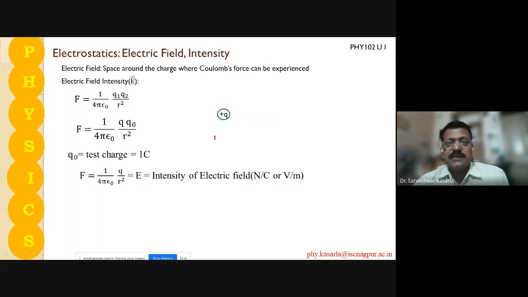So there is an electric field surrounding this charge, and that can be measured at any distance. At that particular distance, if you put a 1 coulomb charge, then the force experienced by that 1 coulomb charge is nothing but the intensity. It is also a vector quantity. Its unit is Newton per coulomb or say volt per meter. So this is another definition of intensity. Intensity is nothing but the force per unit charge or force per test charge, that is equal to 1 upon 4 pi epsilon 0 Q by R square.